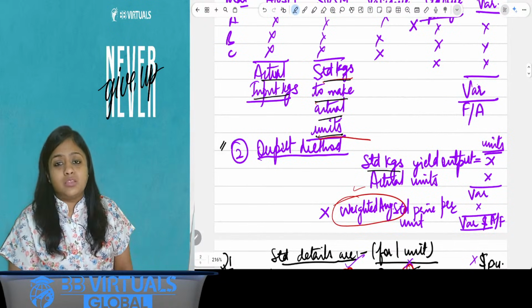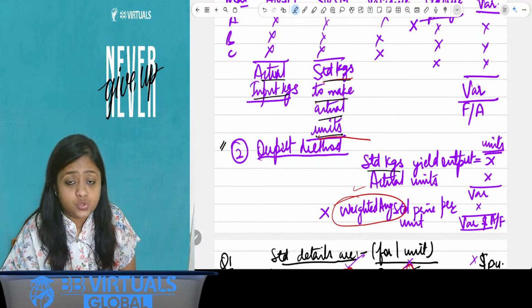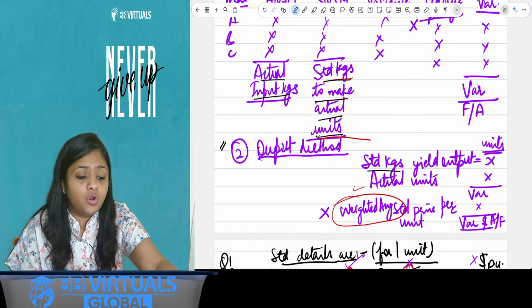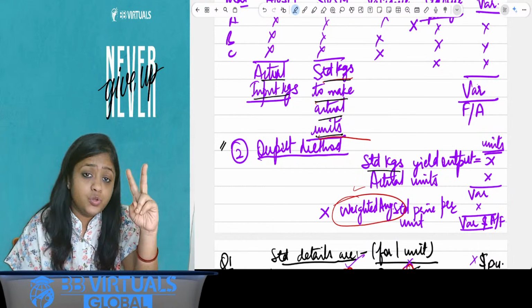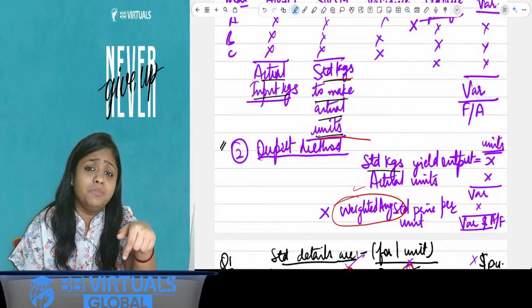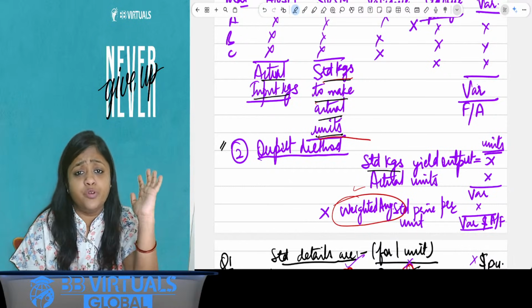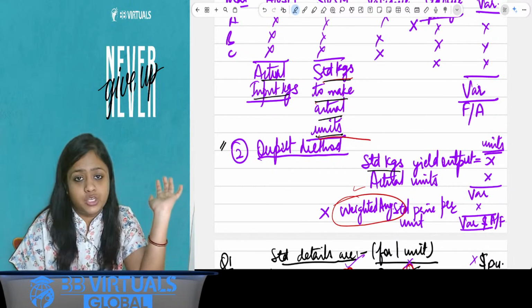It is an option for the student to follow either the input or the output method, unless specifically asked by the examiner. So you need to know both methods. Output method means what? It is not difficult. It's the opposite of input. We know what the actual output is.